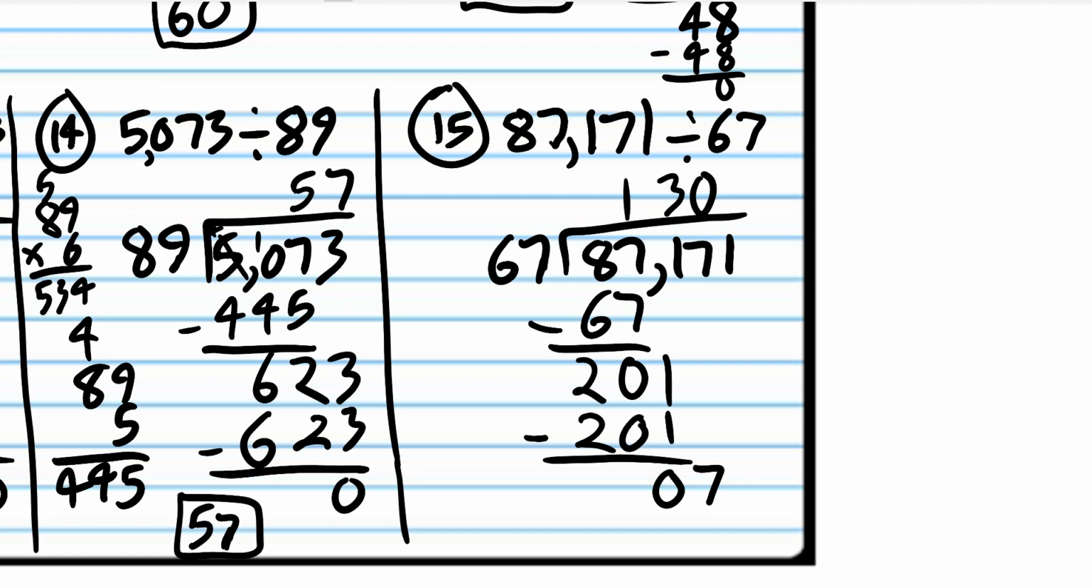So now we bring down another number. The last number is 1. And now 67 does go into 71. It goes in obviously 1 time, so we put our 1 up here. 67 times 1 is 67, and the remainder is 4. So the final answer is 1,301, remainder 4.